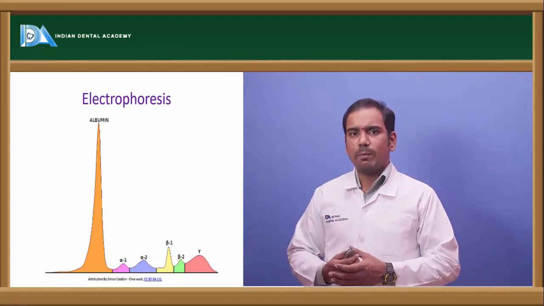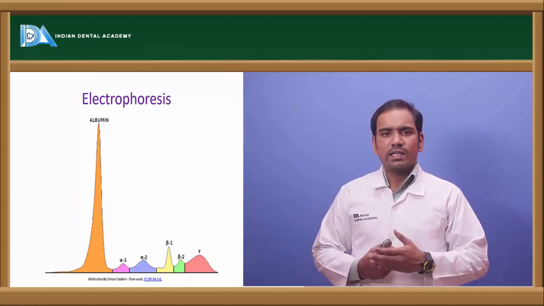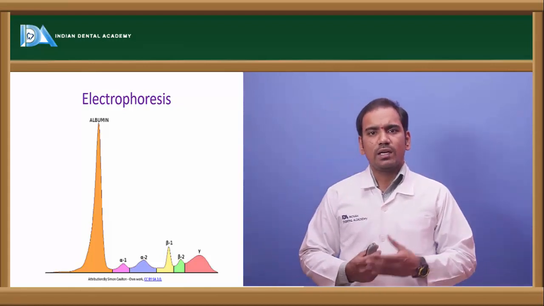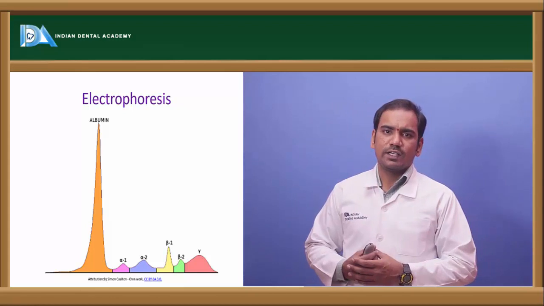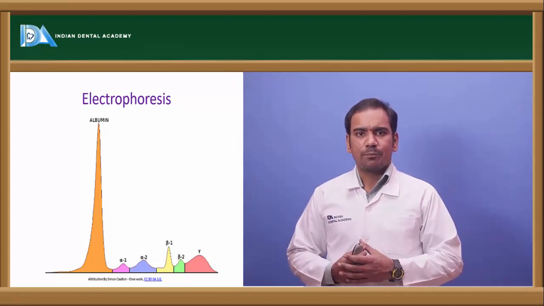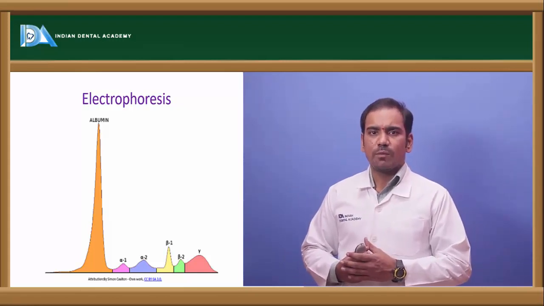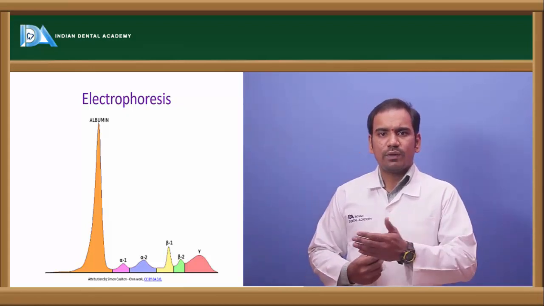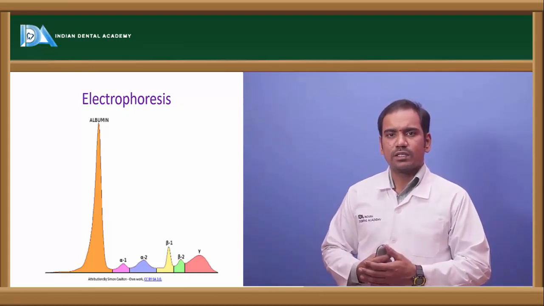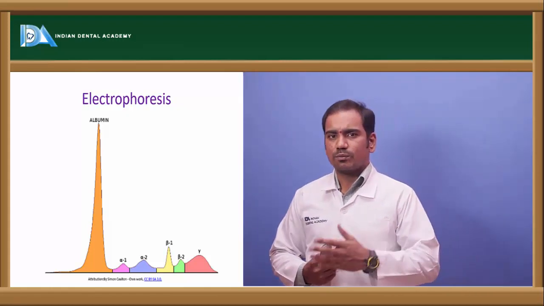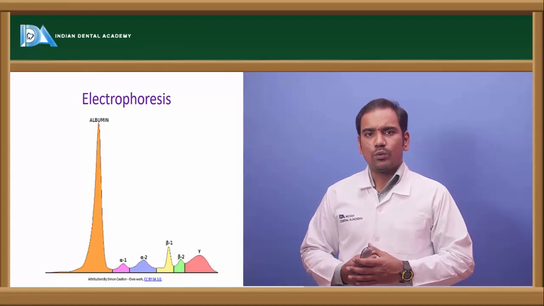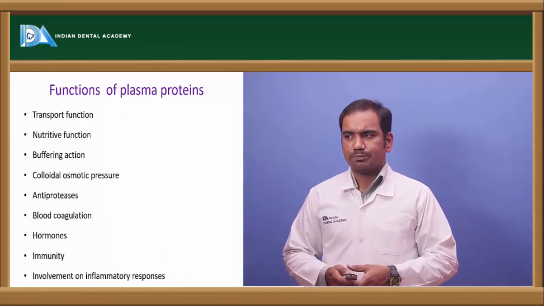We get different bands on electrophoresis, and the fastest moving fraction is albumin, while the gamma globulins lie at the site of application of the sample. The slowest moving fraction is gamma globulin, and the fastest moving fraction is albumin. So we get 5 fractions when you subject plasma to electrophoresis: albumin, alpha 1, alpha 2, beta and gamma globulins.